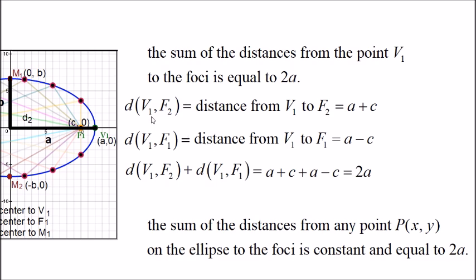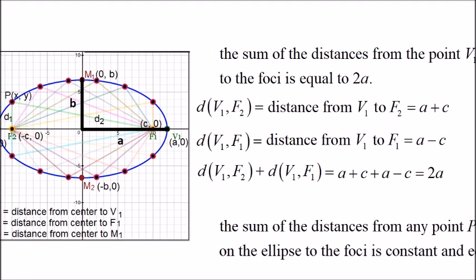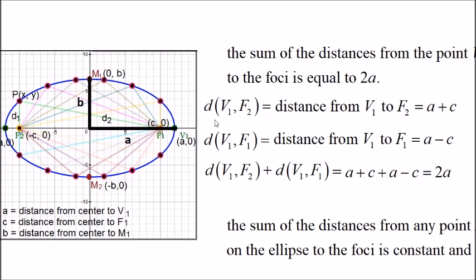The distance from V1 to F2, from here to here is A. From here to here is the distance of C. And so it will be A plus C.